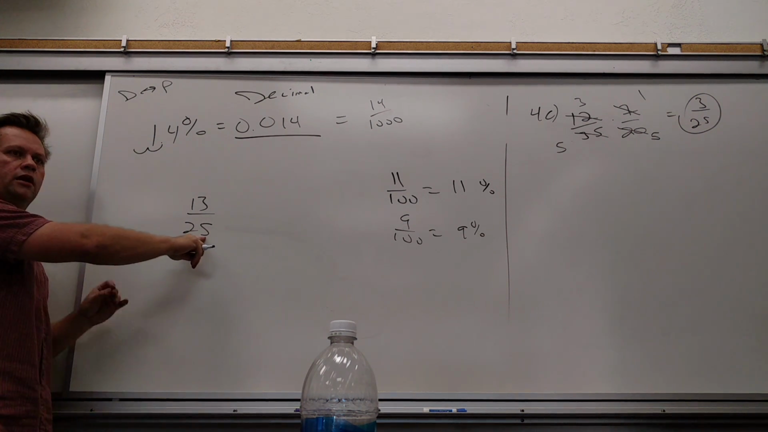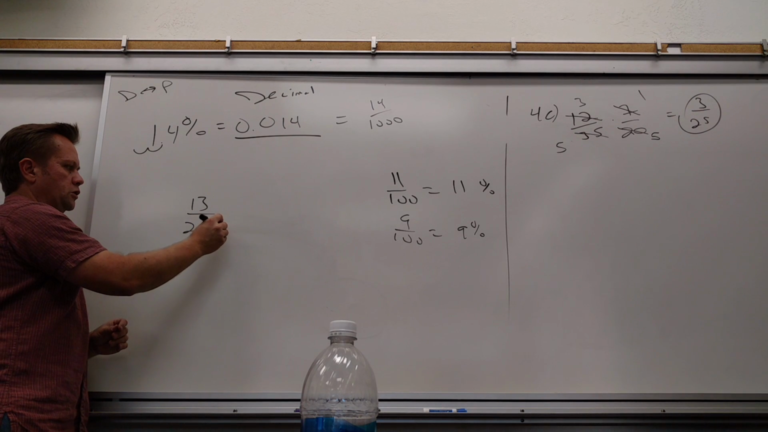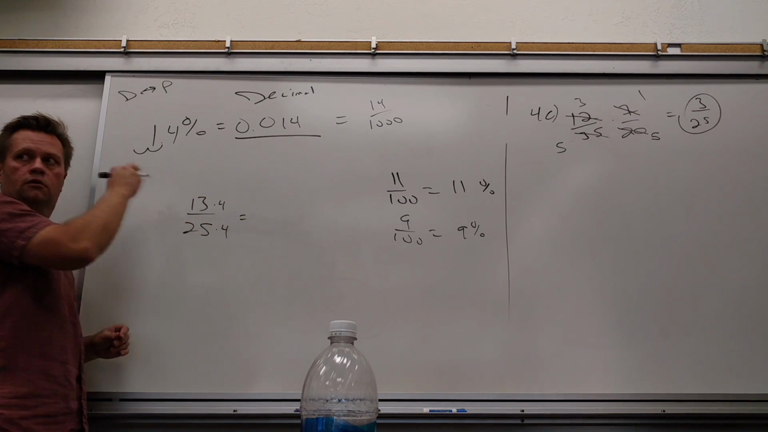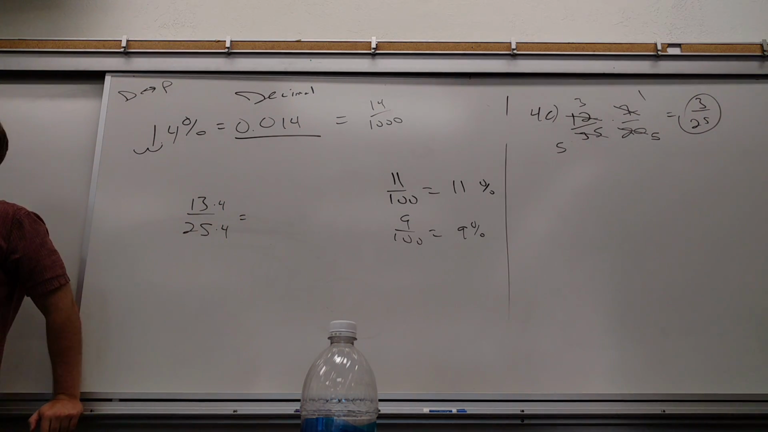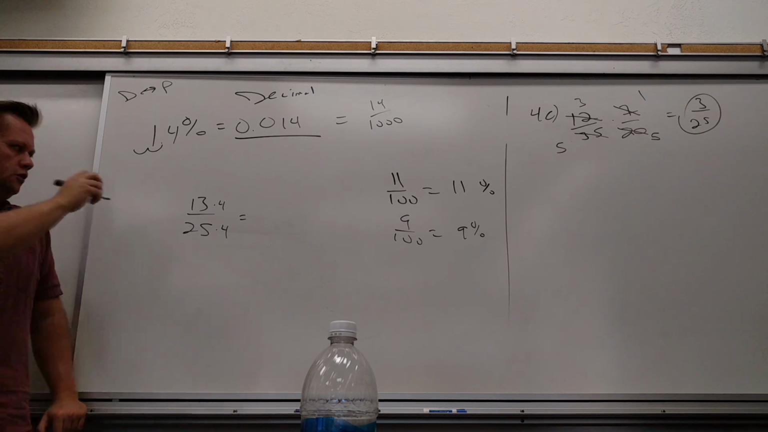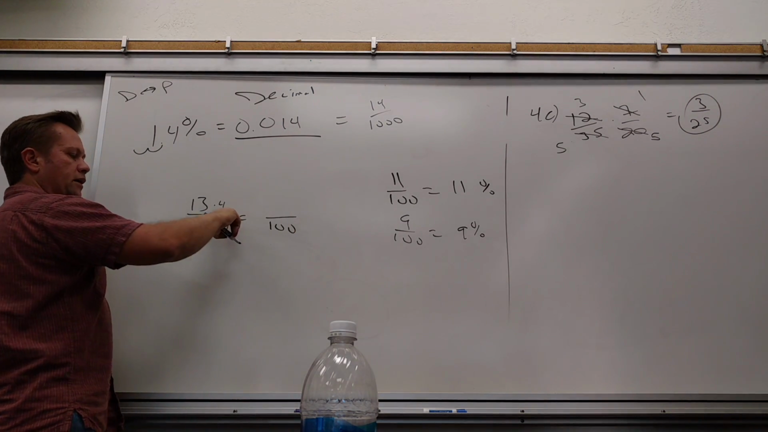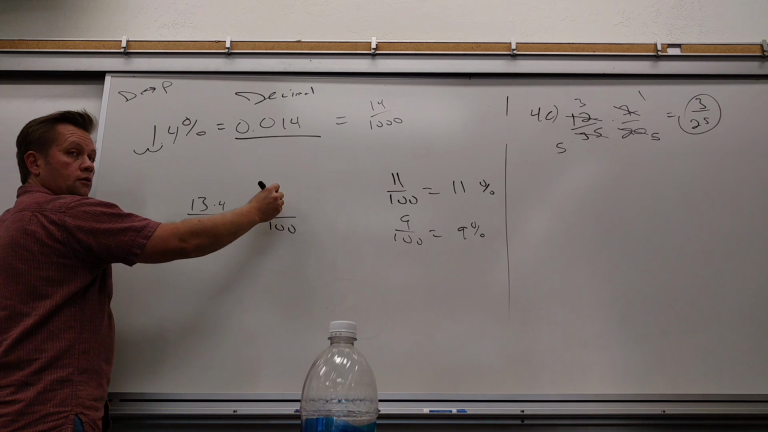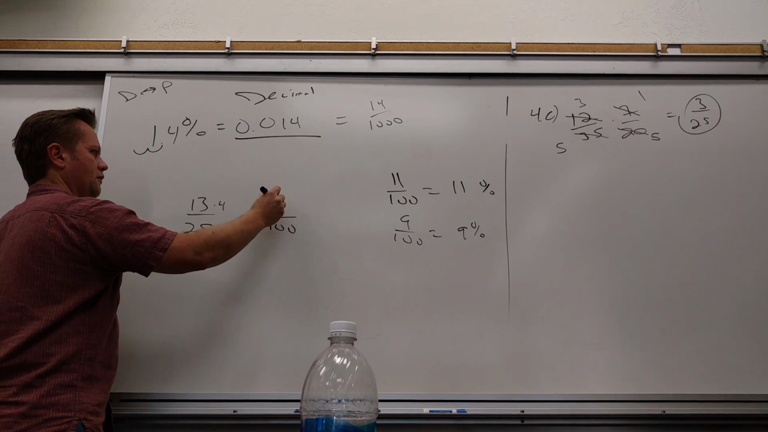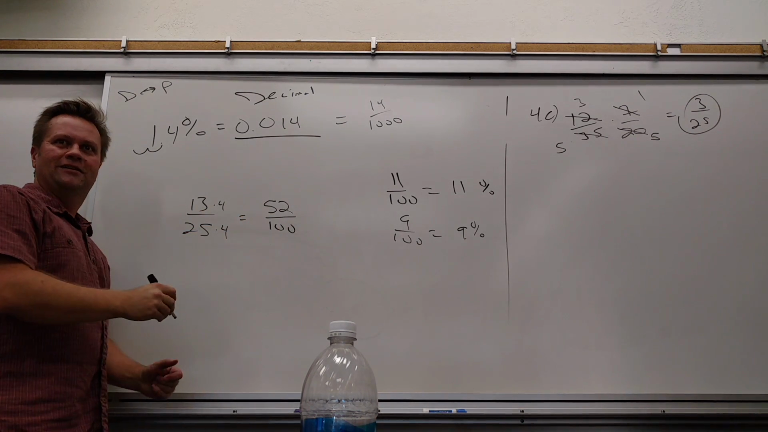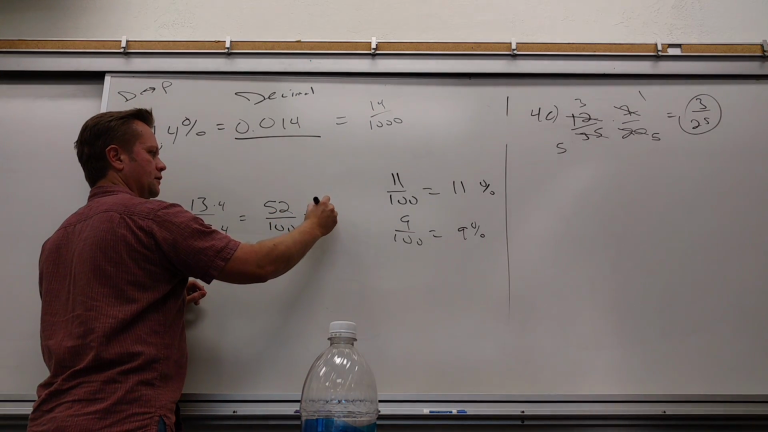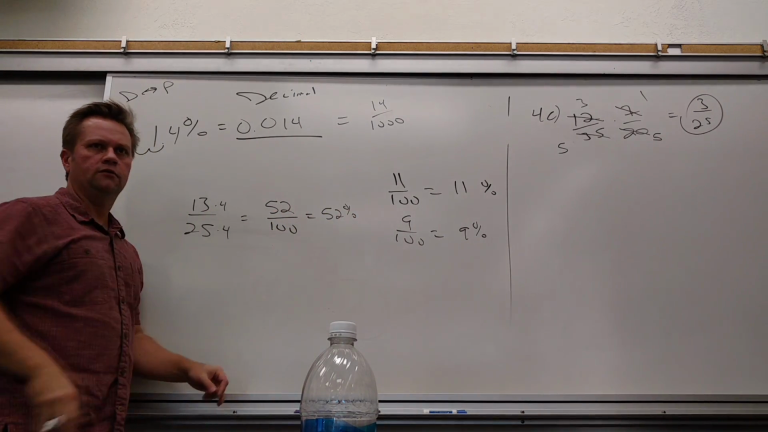So how do I make the bottom become 100? Multiply by 4. Right? What times 25 is 100? So the bottom I get 100 like I want to. On the top I get 52. So what percentage is it? 52%.